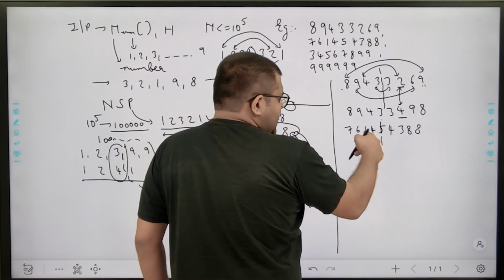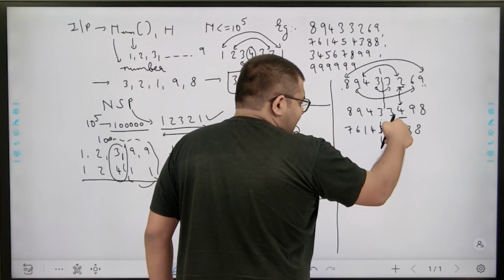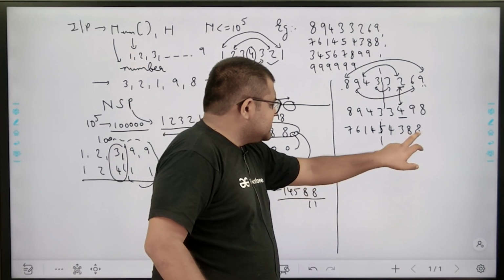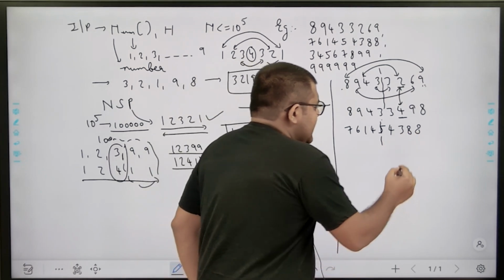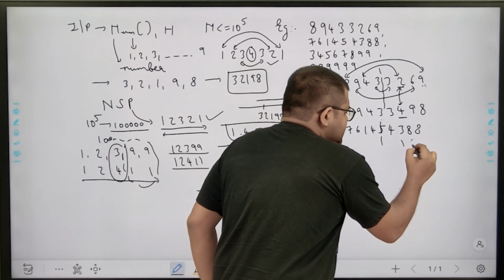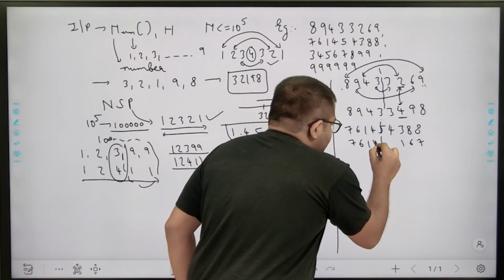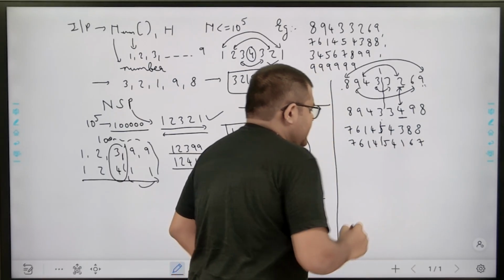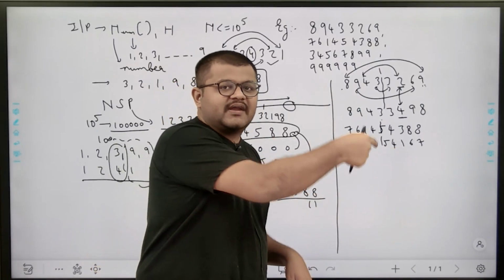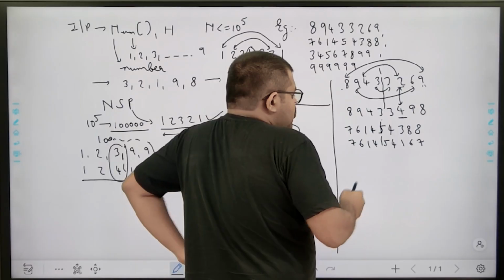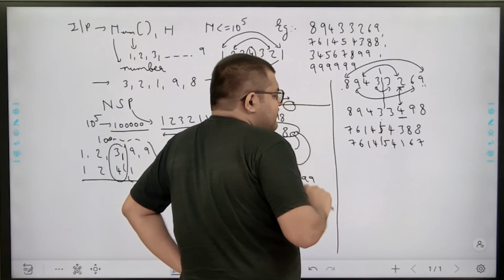4 and 4 is same. If I look at 1 and 3, I need to decrement 3. Then I'll make this as 6 and this as 7. But I need 1 here, I need 6 here, and I need 7 here. But the number which I will get would not be greater than the original array. This is a palindrome, but it is not greater. I need strictly greater. So now what I need to do is, I need to make changes somewhere here.